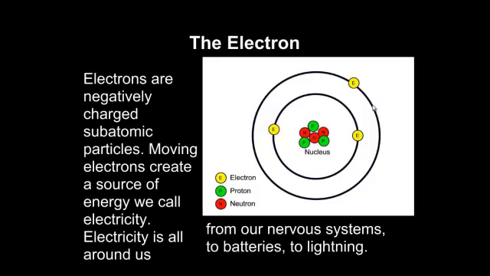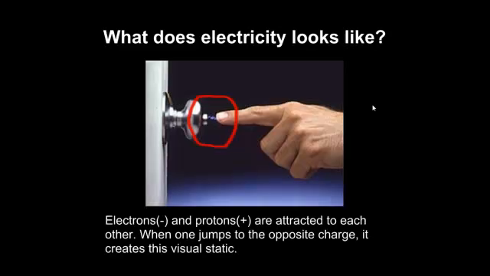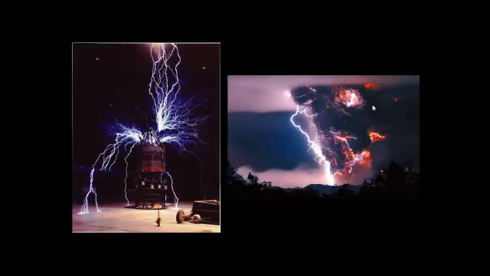So electricity starts with the electron, which makes up part of an atom. When we think about electricity, it really is the movement of electrons or protons. What it looks like is those static shocks that we get, when electrons or protons jump from one object to another. On the left is an extreme example of the previous slide, and on the right is one in nature during a volcanic eruption.